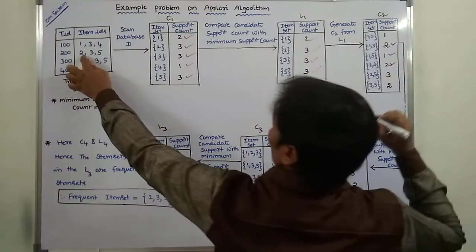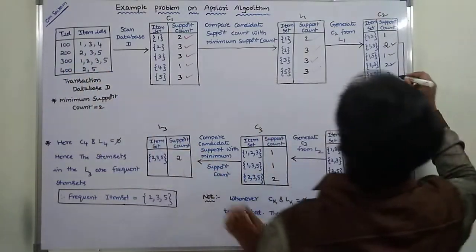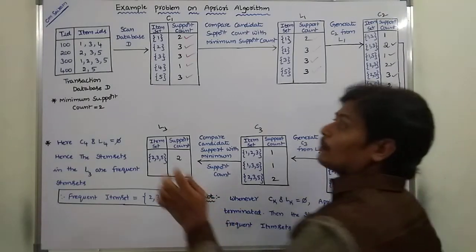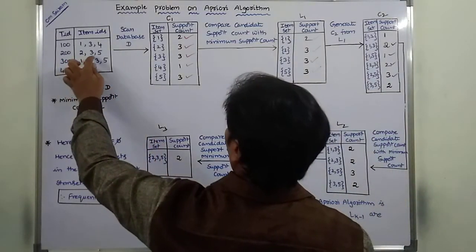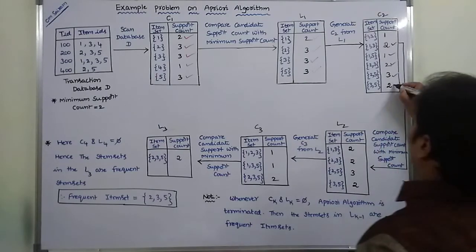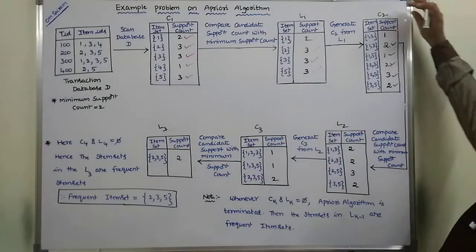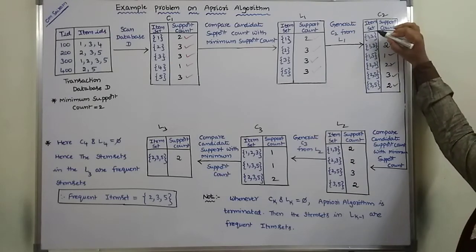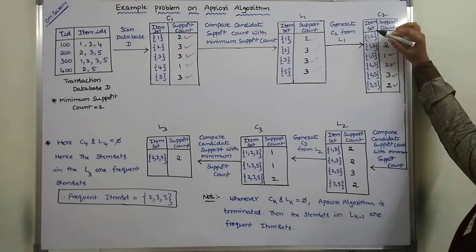3 times. Next, how many times are 3 and 5 purchased together in the transaction database? 1, 2. So 2 times. Okay. After getting C2, these are the support counts of each and every item set.